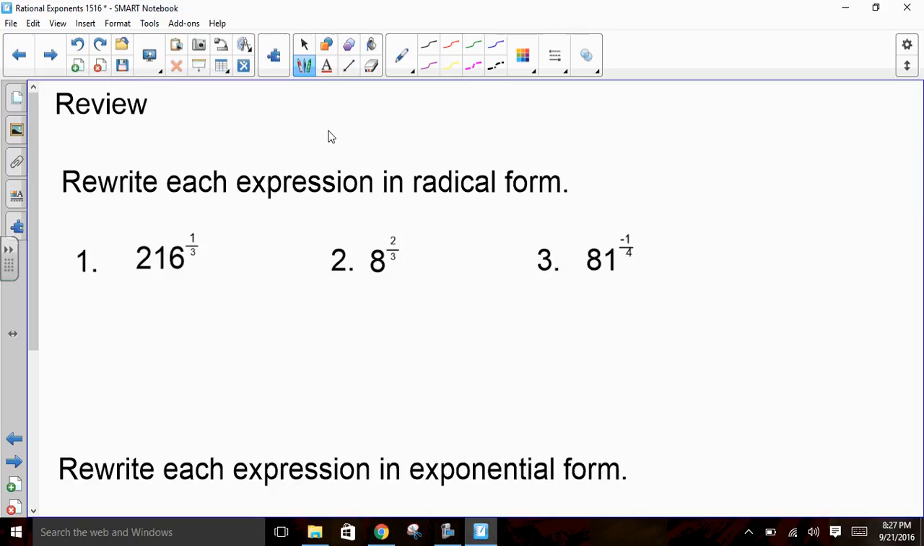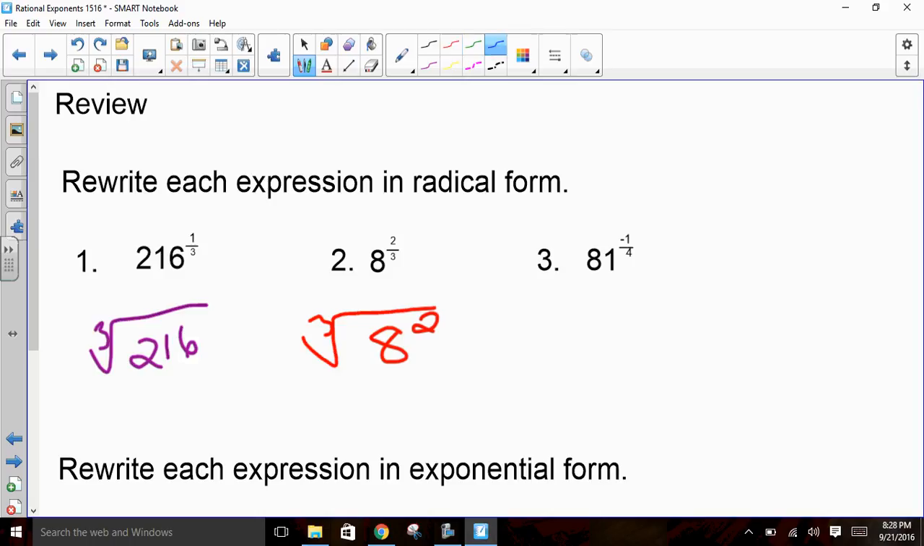So again, we're going to start off by reviewing what we talked about yesterday. So we're going to rewrite each expression in radical form. So I'm going to take that 216 and I'm going to have some root of it. Well, what root is it going to be? It's going to be the third root because of that denominator of 3. And the exponent is going to be 1 to the first power, so I don't need to change anything there. Next, I'm going to have my radical of 8. It is going to be the third root, and that 8 is going to be squared because that numerator of 2.